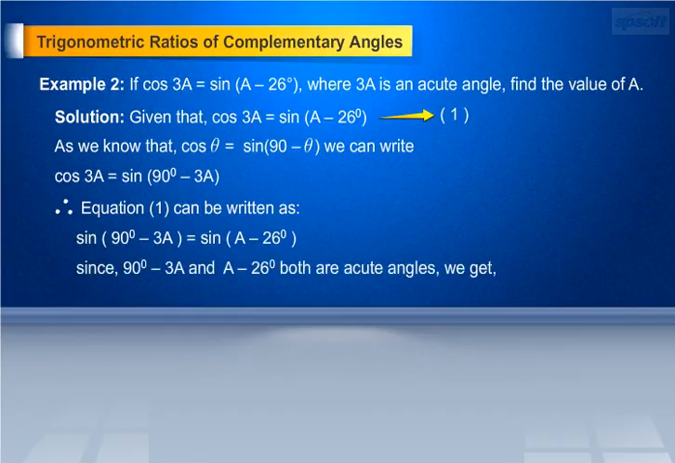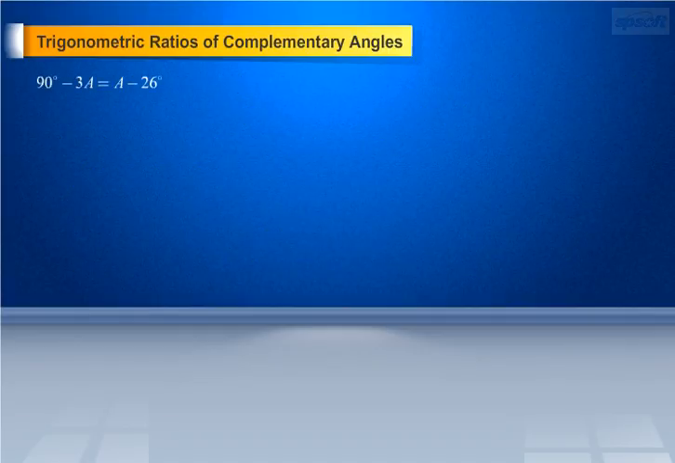Since (90 degrees minus 3A) and (A minus 26 degrees) both are acute angles, we get 90 degrees minus 3A equals A minus 26 degrees. This implies that 90 degrees plus 26 degrees equals A plus 3A. This implies that 116 degrees equals 4A. This implies that A equals 116 degrees by 4. Therefore A equals 29 degrees.